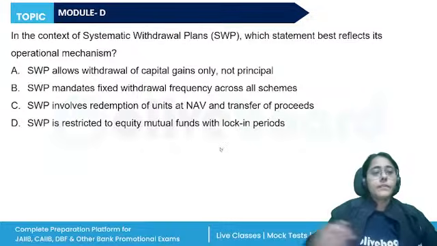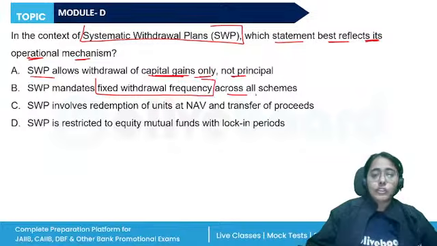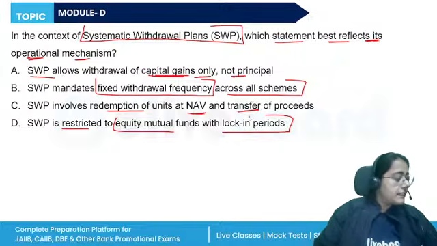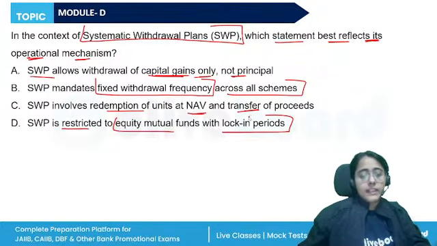In the context of systematic withdrawal plans, which statement best reflects its operational mechanism? SWP allows withdrawal of capital gains only, not principal. SWP mandates a fixed withdrawal frequency across all the schemes. SWP involves the redemption of the units at NAV and transfer of proceeds. It is restricted to equity mutual funds with a lock-in period. So which statement is correct about the systematic withdrawal plan?